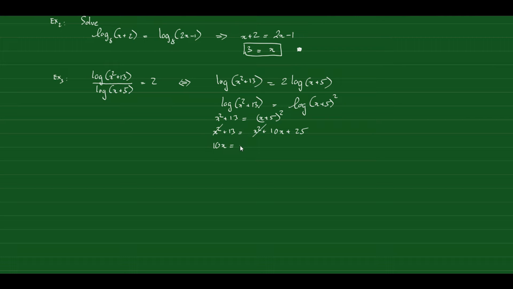So you cancel this. What you have left is 10x equal to 13 minus 25, which is negative 12. And x equal to negative 12 over 10, which is negative 6 over 5 as the final answer. And again, you have to go back here and check.